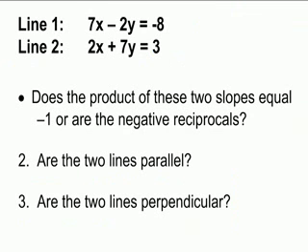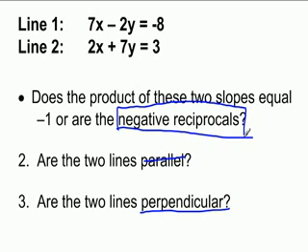Now, again, here are the questions that you ask if you want to know if they're perpendicular. Does the product of these two slopes equal negative 1, or are they negative reciprocals? So we did do negative reciprocals. So then you say if they are negative reciprocals, they're not parallel, they are perpendicular. So again, the most important thing to remember is that it's a negative reciprocal.